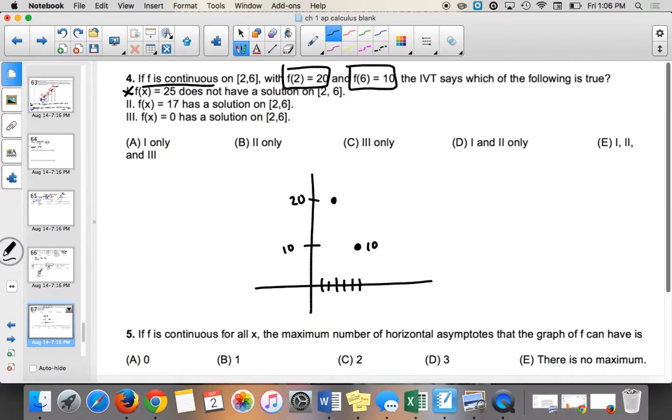F of x equals 17 has a solution. What do we think? That's true, right? That's a number that's between 10 and 20. That's when we would use the intermediate value theorem. So yes, that works. F of x equals 0, could it happen? It could. Does it have to? No. So that's out as well. So it's 2 only.